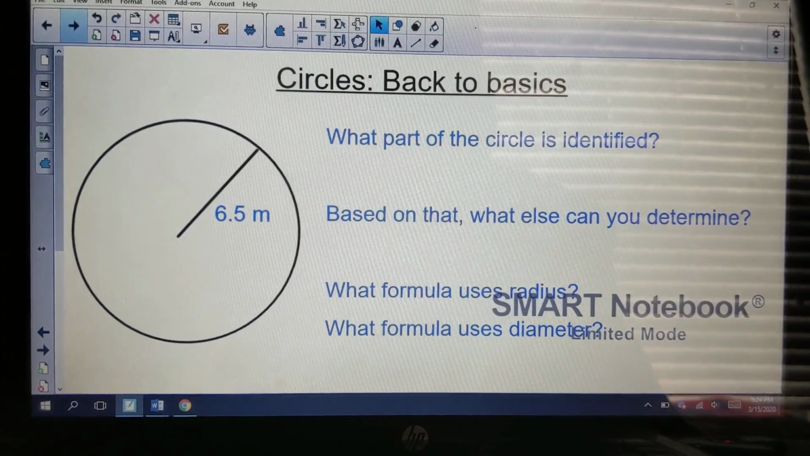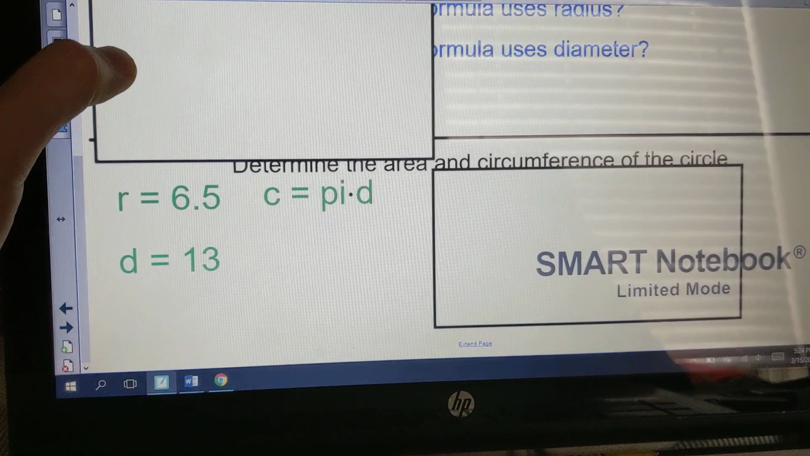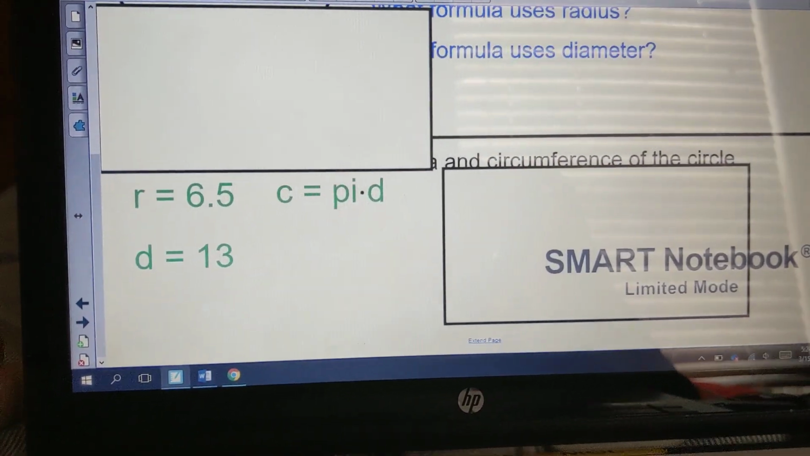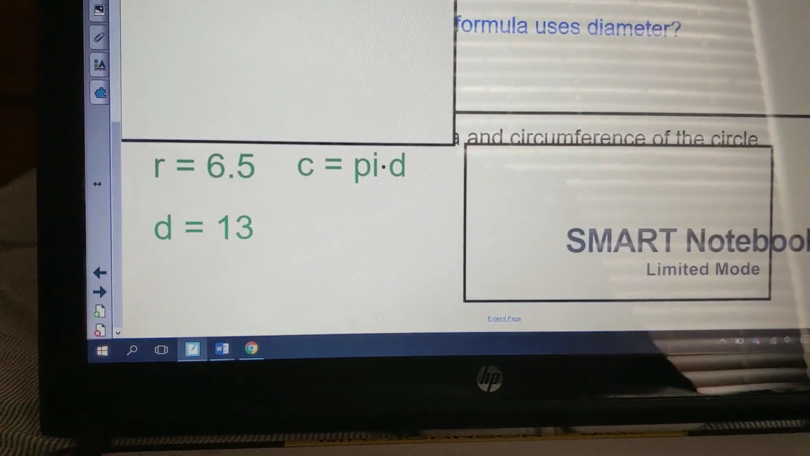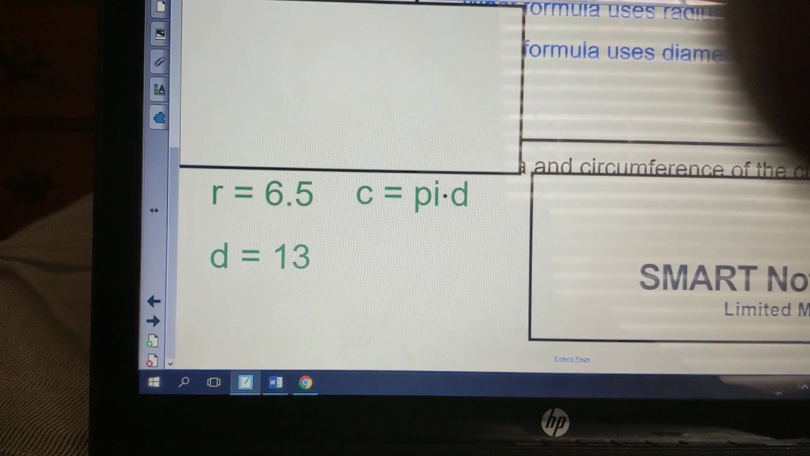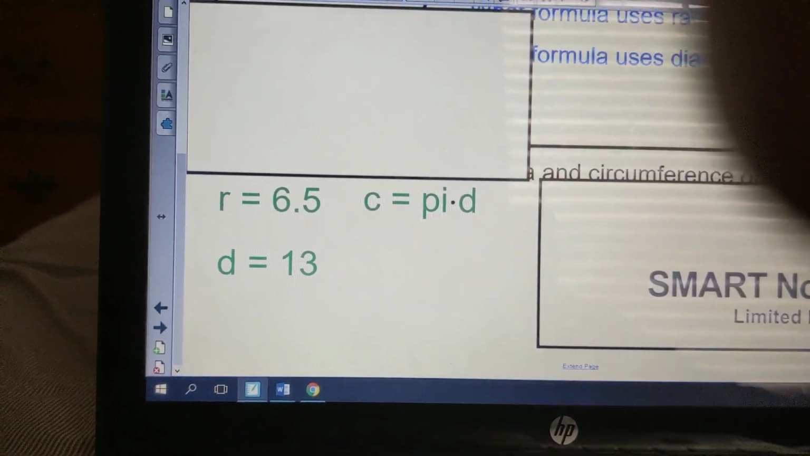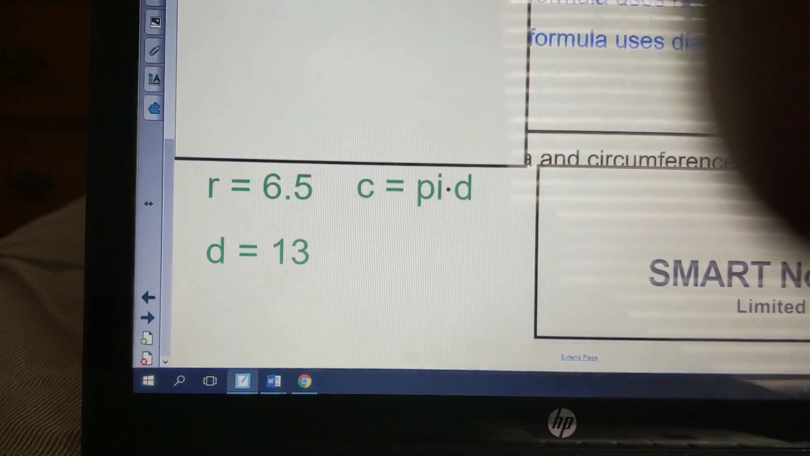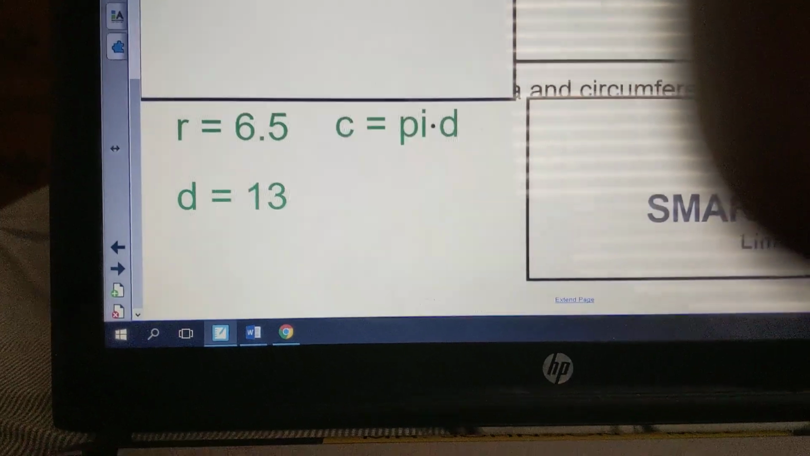Okay, because of that one piece of information they gave us in this circle, that the radius was 6.5, we can figure everything else out. Because if the radius is 6.5, that means the diameter is 13. So to find the circumference, circumference equals pi times diameter. So 3.14 is pi times 13 as the diameter, gives us a circumference of 40.82.